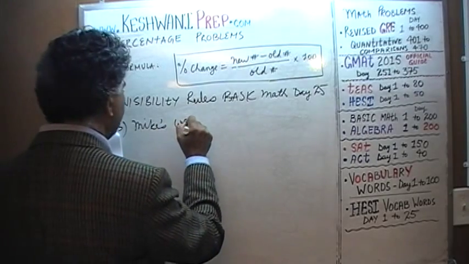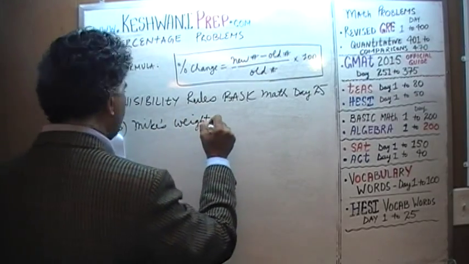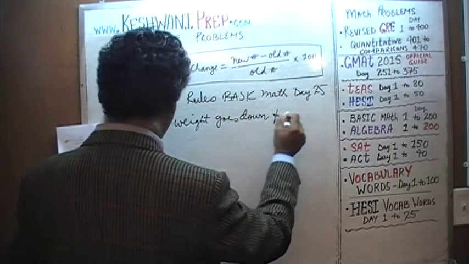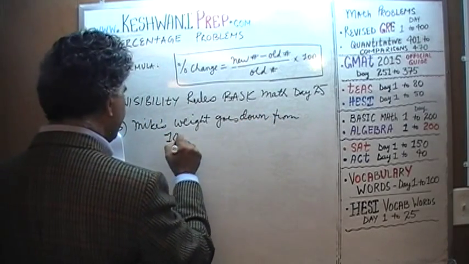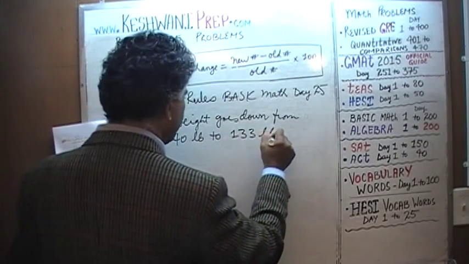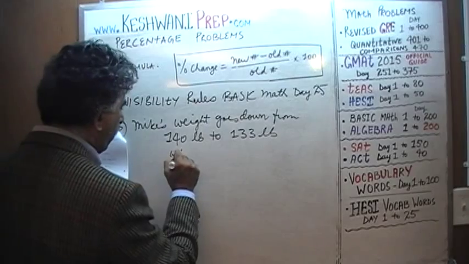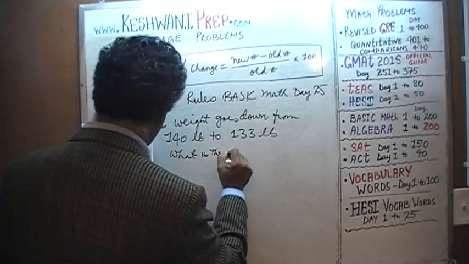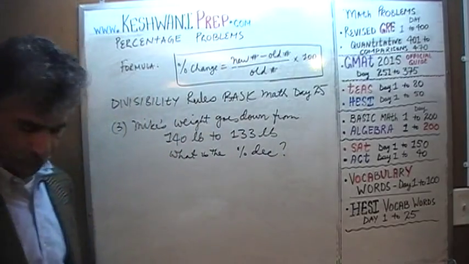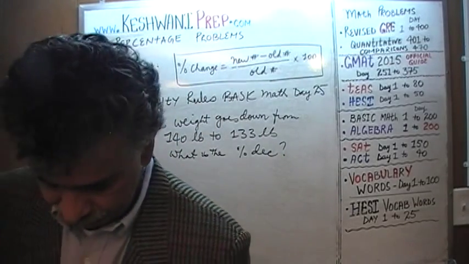Number three. Mike's weight goes down from 140 pounds to 133 pounds. What is the percentage decrease? As you can see, it is decreasing, it is going down, percentage decrease.